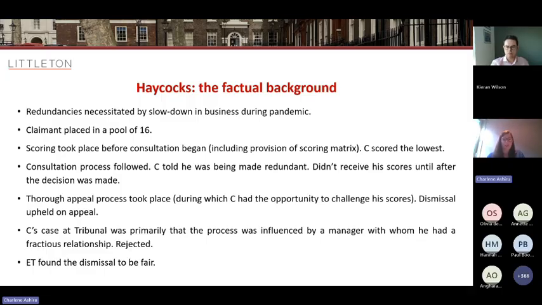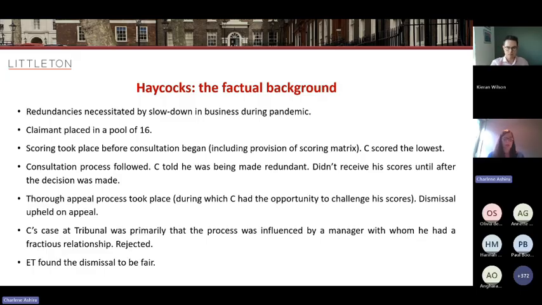The only differences here, and some quite key differences, was that the scoring was carried out before employees were informed of the redundancy situation and before the consultation process commenced. The second point is that the claimant was not provided with his scores until after his dismissal, but he was thankfully given the opportunity to challenge his scores during what the tribunal found to be a conscientious appeal process.